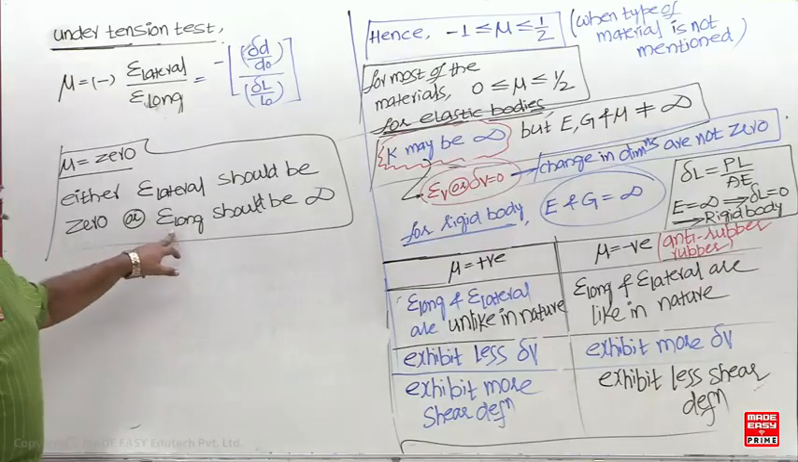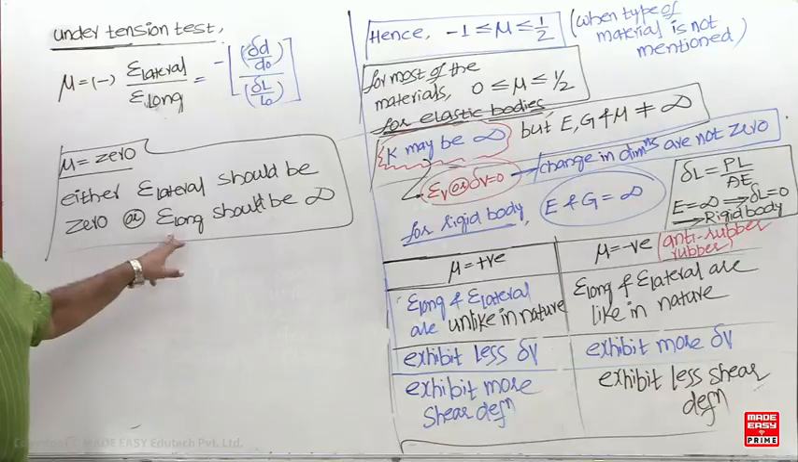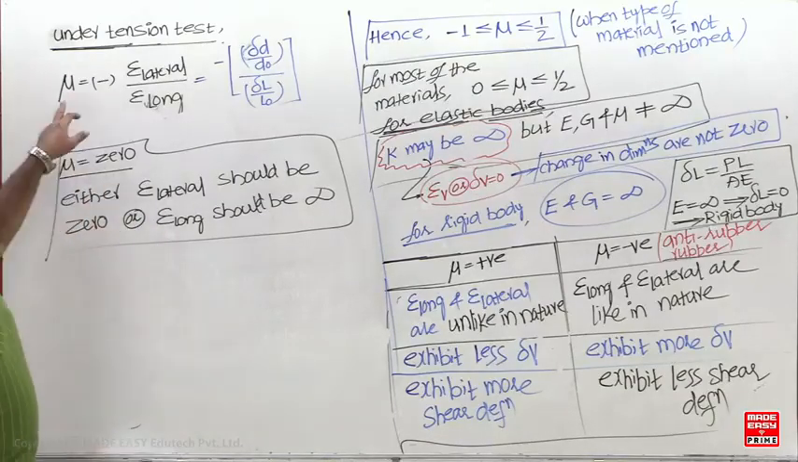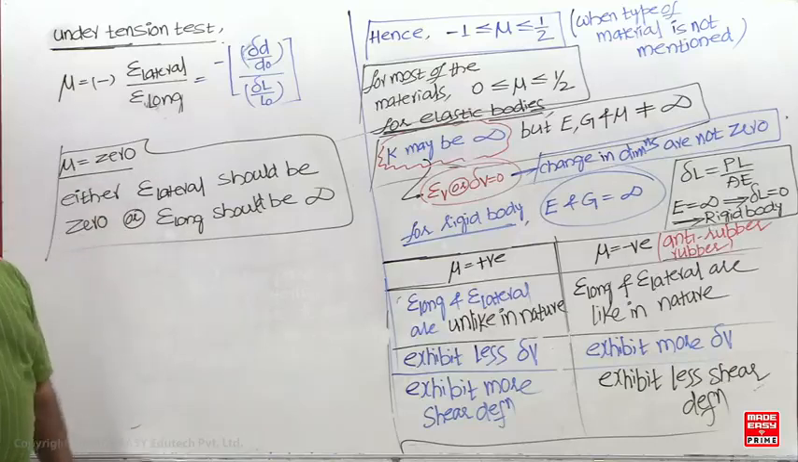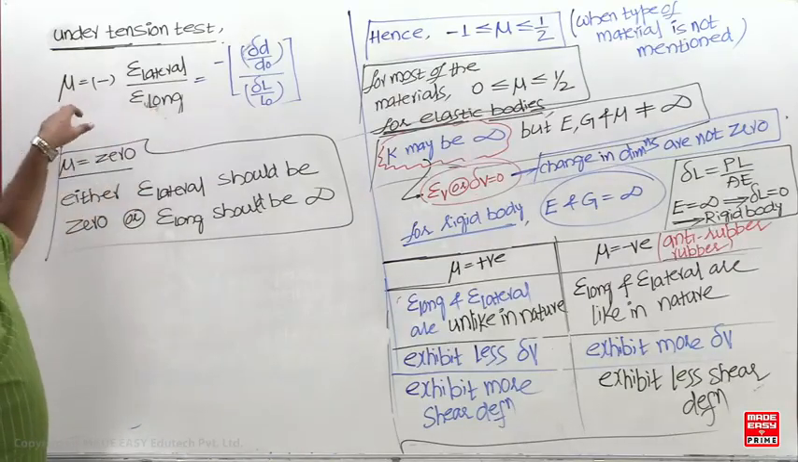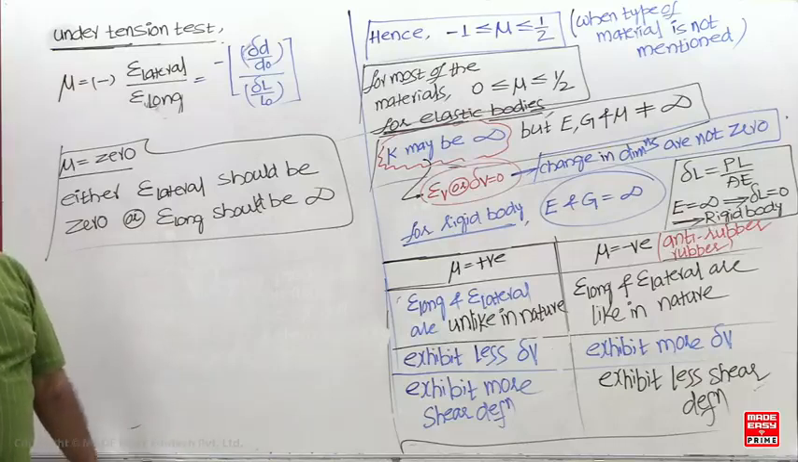But this option is there and rigid body is given. If it is taken, mu is 0 means rigid body. For rigid body, what is the Poisson's ratio now? For rigid body, the longitudinal strain is 0. Longitudinal strain 0 means Poisson's ratio is going to be infinity.